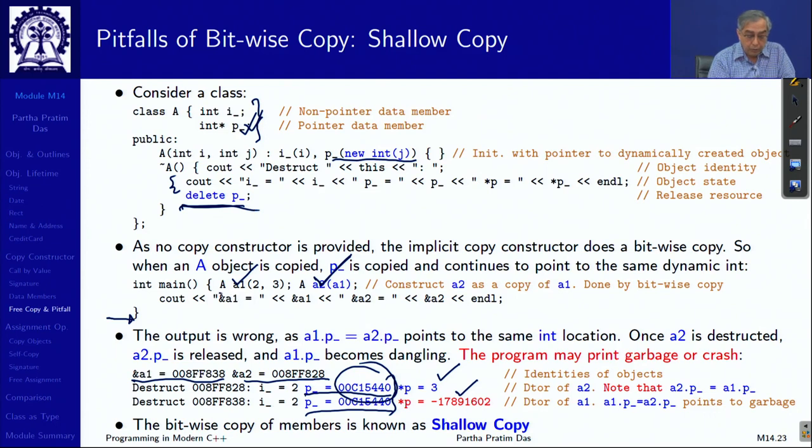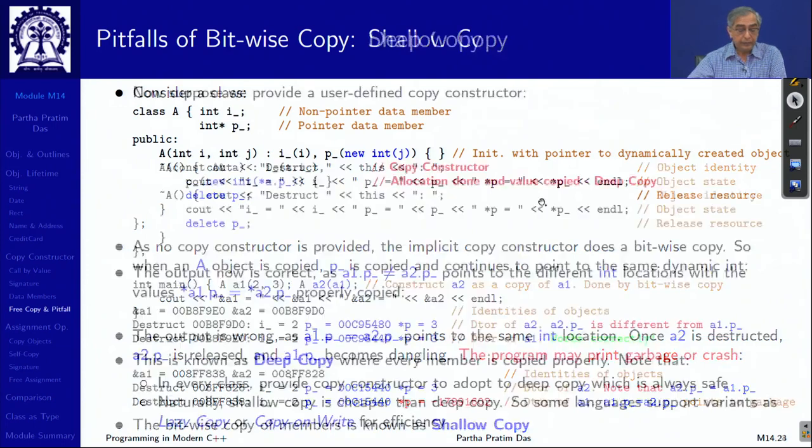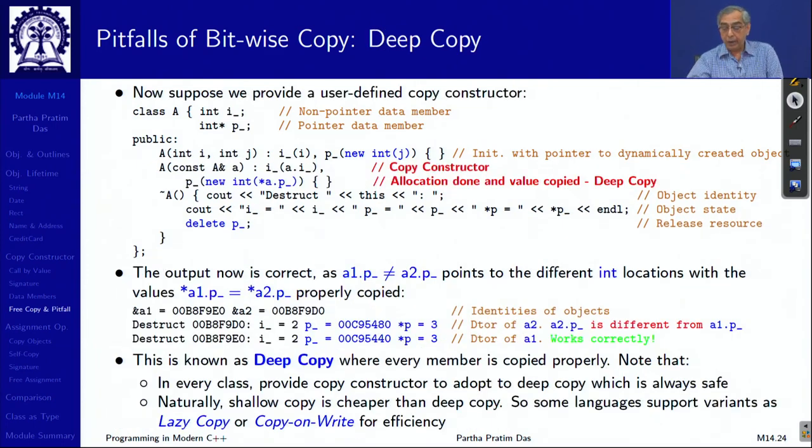So, when you go to destroying a1, which is the first object created and the second to be destroyed, you are again trying to do a delete p, or trying to print the value pointed to by this, but p has already been deleted, because it was pointed to by a2 and a2 has done the destruction and deleted that pointer. It is a dangling pointer. So, you get a garbage value, you might get a crash also. So, this is a problem with the shallow copy. So, do not do that, always do deep copy.